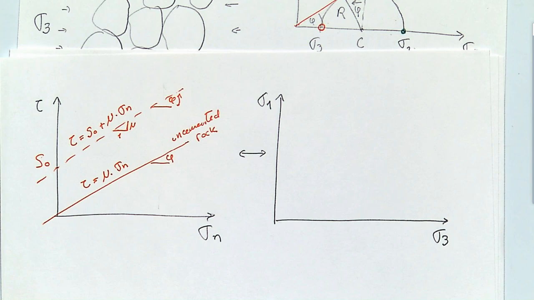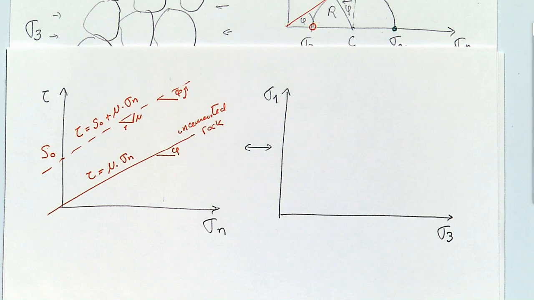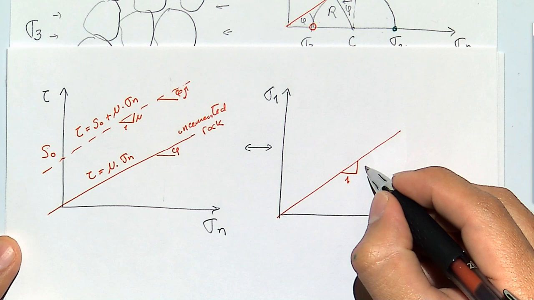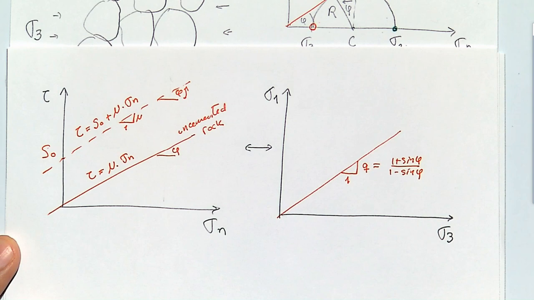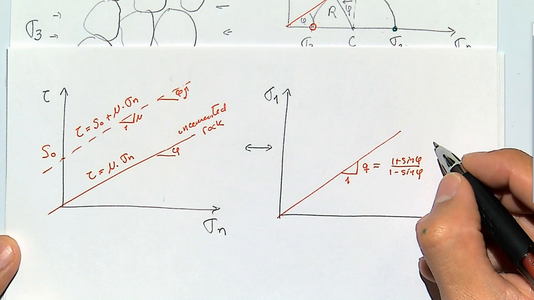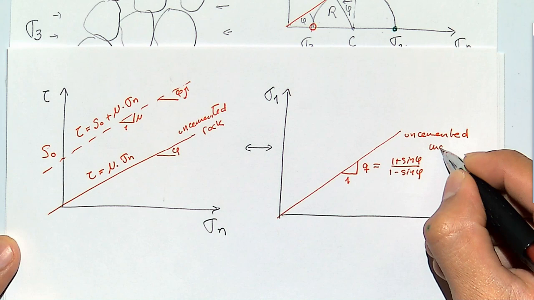And when we have an uncemented material, this is going to be a line which is going to be something like this. If this is 1, this is going to be that parameter Q, 1 plus sine of friction angle over 1 minus sine of friction angle. If we don't have any confining stress, then we cannot bear any stress in the other direction either. So this is an uncemented material.